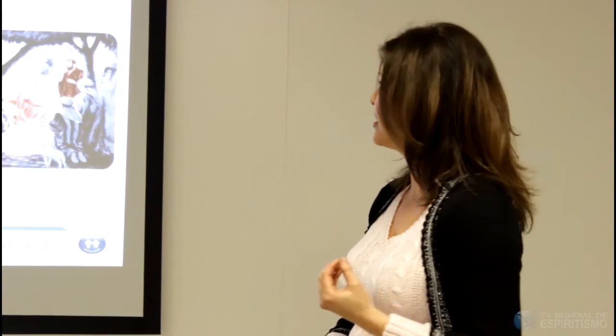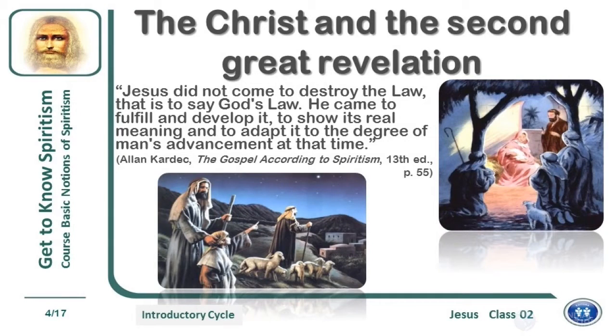So we had the first great revelation that was brought by Moses in the 10 Commandments. We remember the 10 Commandments. Don't kill, right? It was a beautiful moral code. But we know that Moses also brought a code made by him as a human. Jesus was different. Jesus was the second great revelation. Jesus did not come to destroy the law. This is Allan Kardec in The Gospel According to Spiritism. Jesus did not come to destroy the law, that is to say, God's law. He came to fulfill and develop it, to show its real meaning and to adapt it to the degree of man's advancement at that time. And this is a very important point because our next class will be about Allan Kardec and Spiritism.